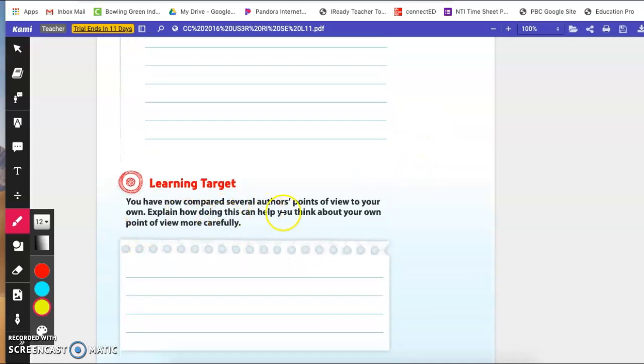Now that you can compare your point of view to the author's point of view, explain how doing this helps you think about your own point of view more carefully. If you need to go back to Friday's part 1 lesson for the iReady portion, it does a great job of explaining different points of view and why understanding different points of view about topics is important. So you might want to go back and rewatch that video to answer this portion.